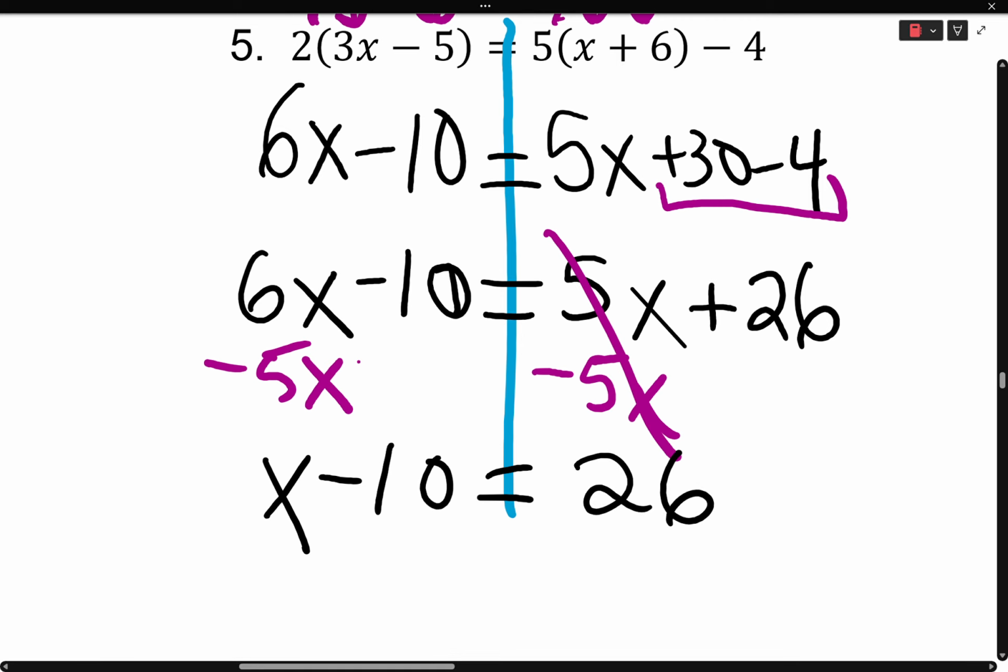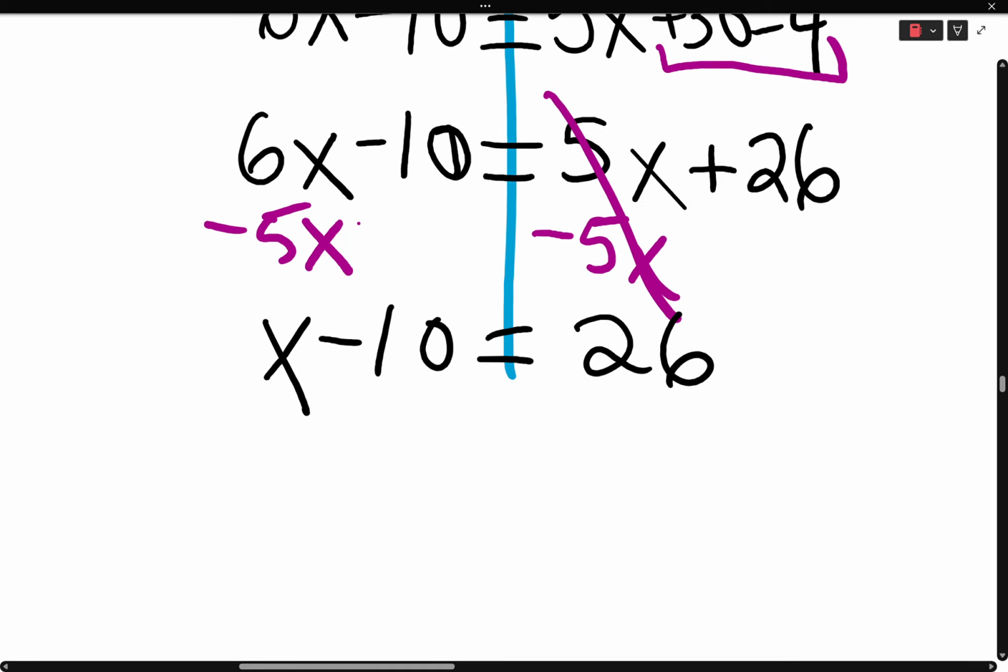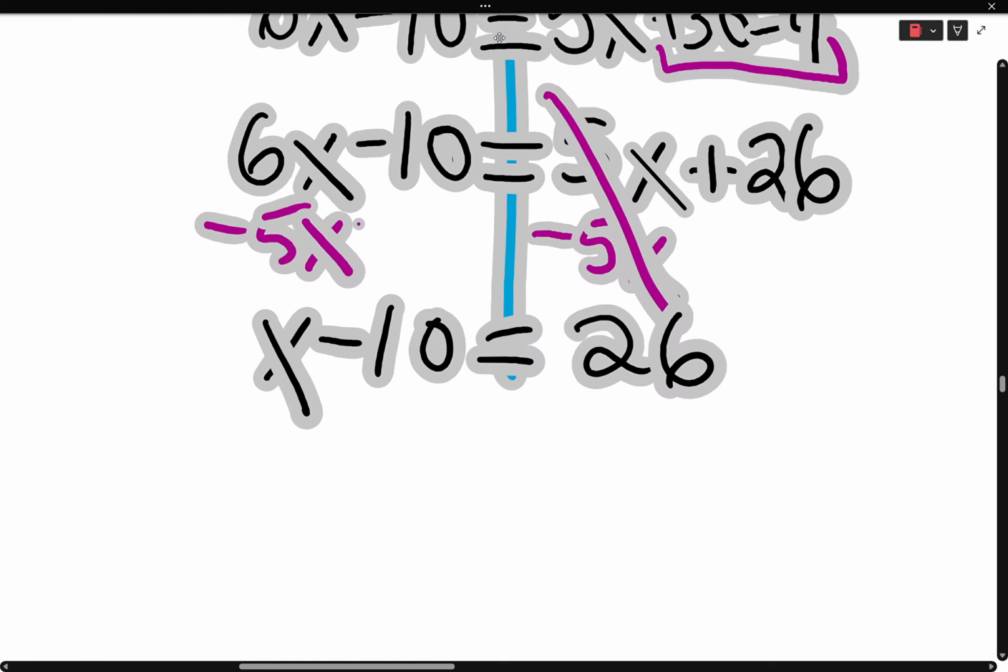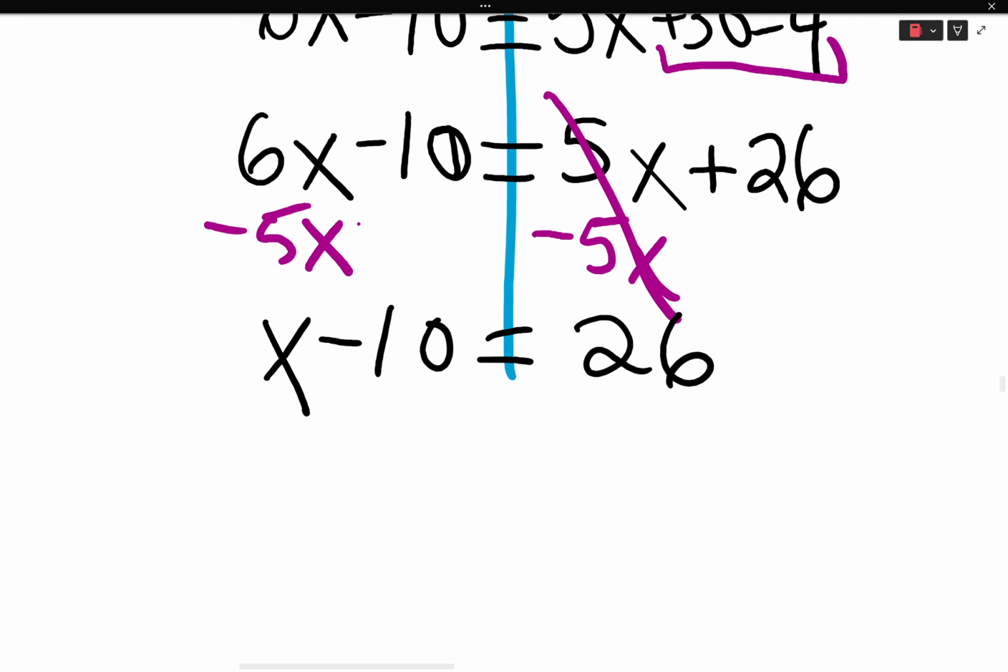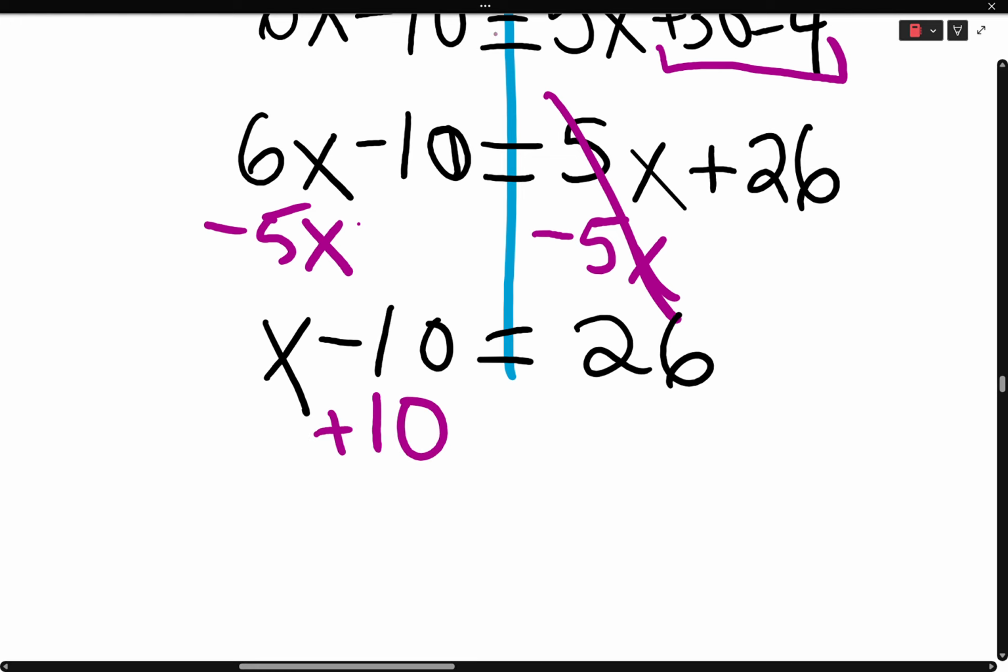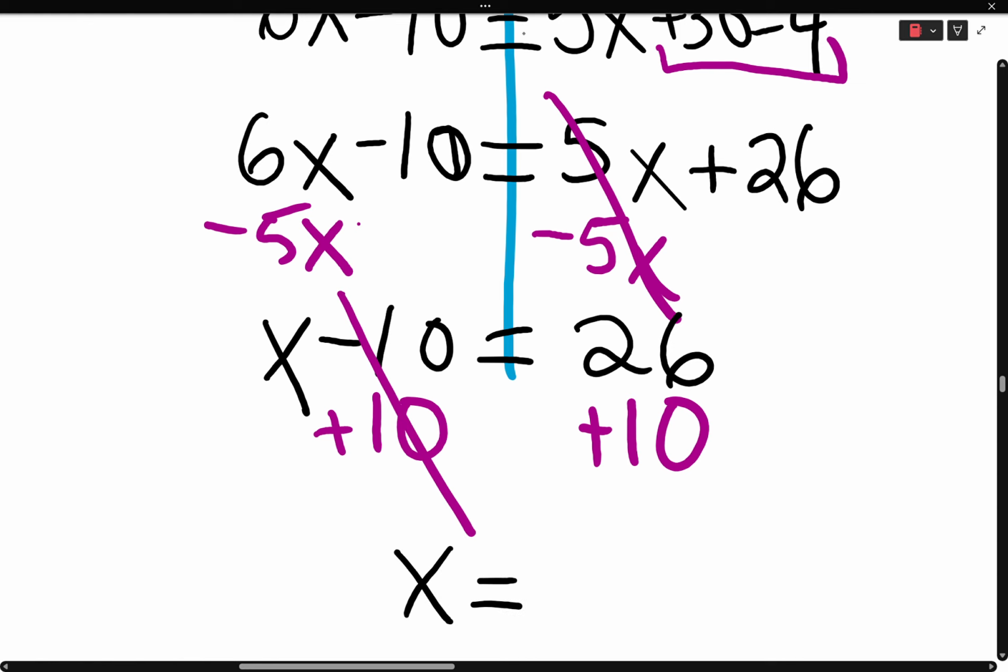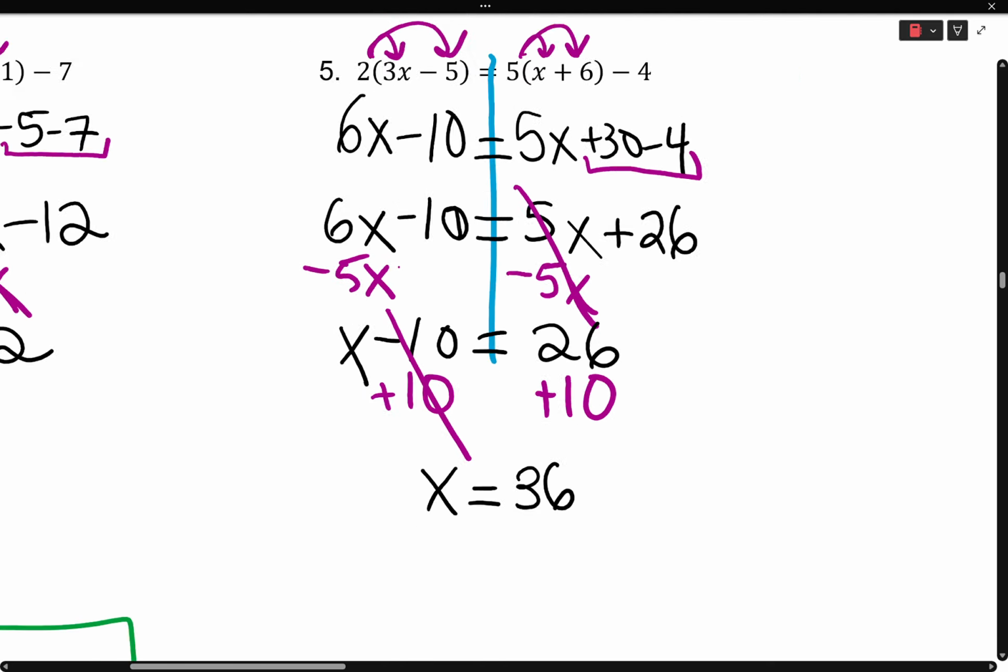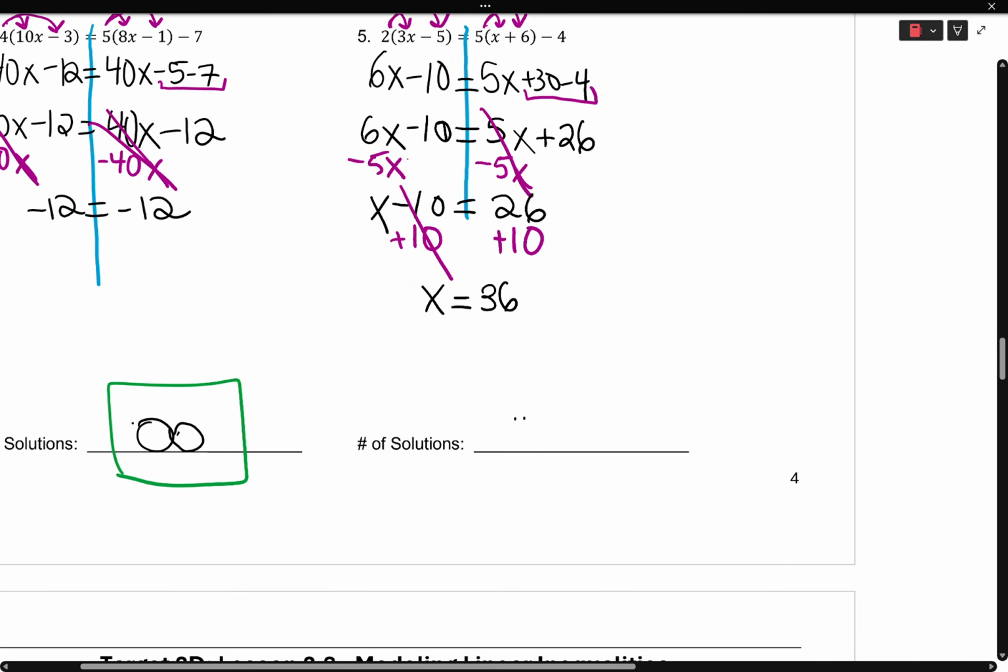One step to go to get x by itself, and that is to move over the negative 10. The opposite of subtraction is addition, so we're going to add 10 to both sides of the equal sign. On the left side, the 10's cancel. I'm left with x equals 26 plus 10, which is 36. So we have 1 solution.